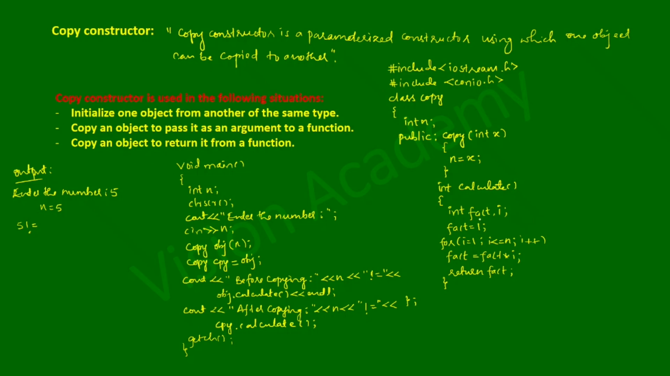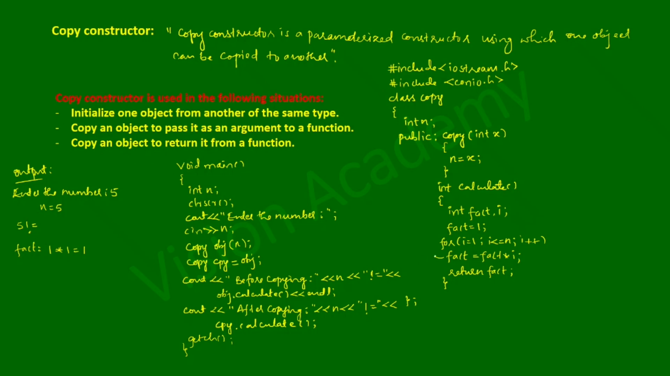Now you can see int fact, i, and fact is equal to 1. For i is equal to 1, i is less than or equal to n, i plus plus. Because of this iterative statement, this particular statement will get executed repeatedly. So here i value is 1, n value is 5. So 1 is less than or equal to 5, yes, condition is true. Then it is going to calculate fact is equal to fact, which is 1 for the first time, into i value, which is 1. So 1 into 1 is 1.